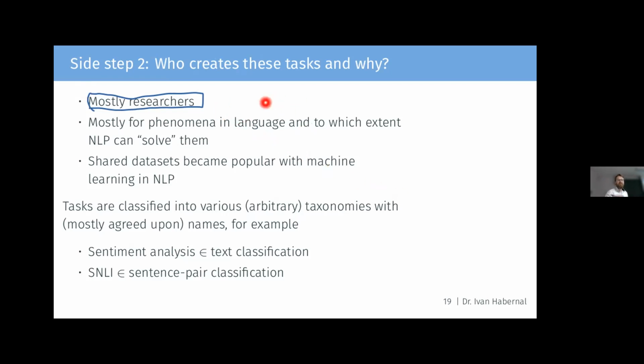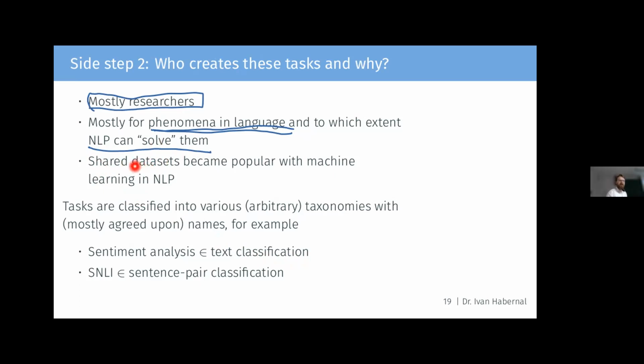But the tasks I'm presenting today are mostly from researchers, because they are interested in some phenomena in language, for example sentiment, because it's an interesting thing to observe in data, and to which extent we can solve it by tools. So it's also setting up benchmarks for machines to tackle. Are we able to say whether an email is spam or not? It's solved, right? It's not interesting anymore. 20 years back, it was interesting: can we decide automatically if it's spam or not?